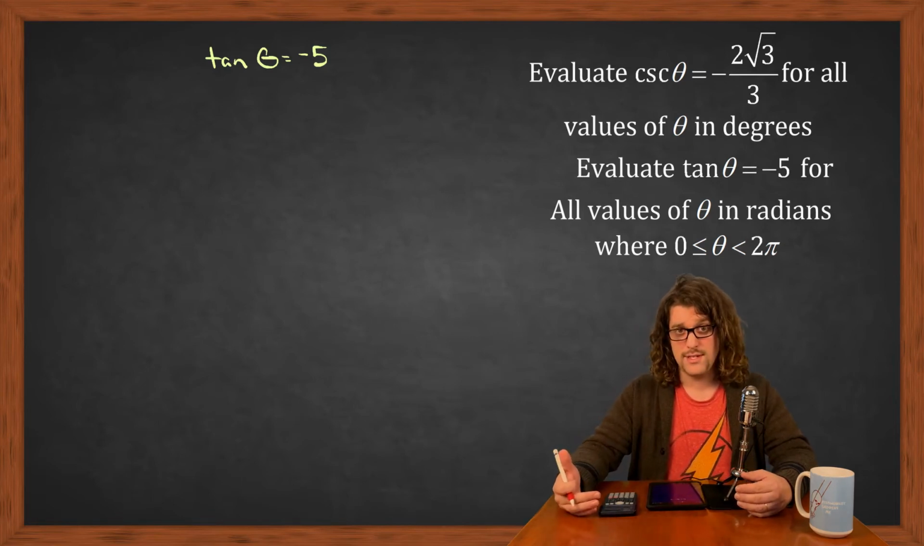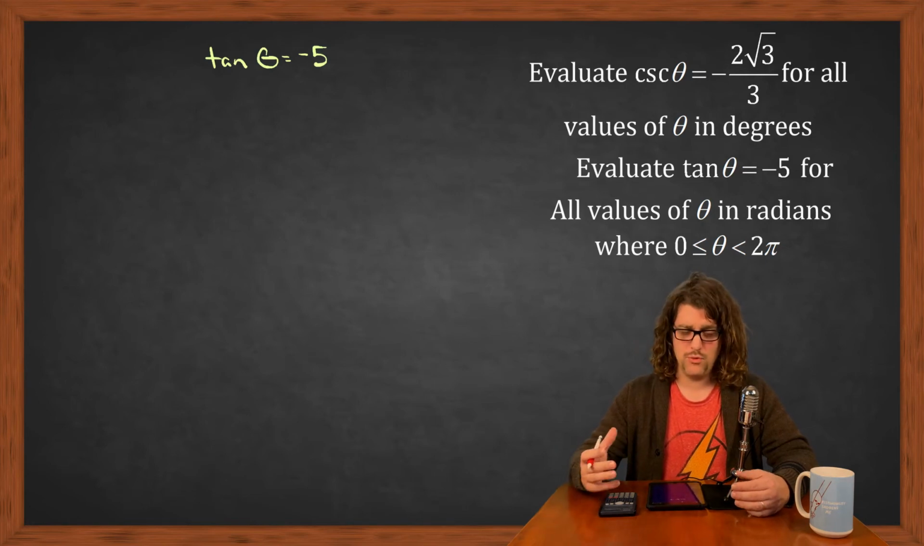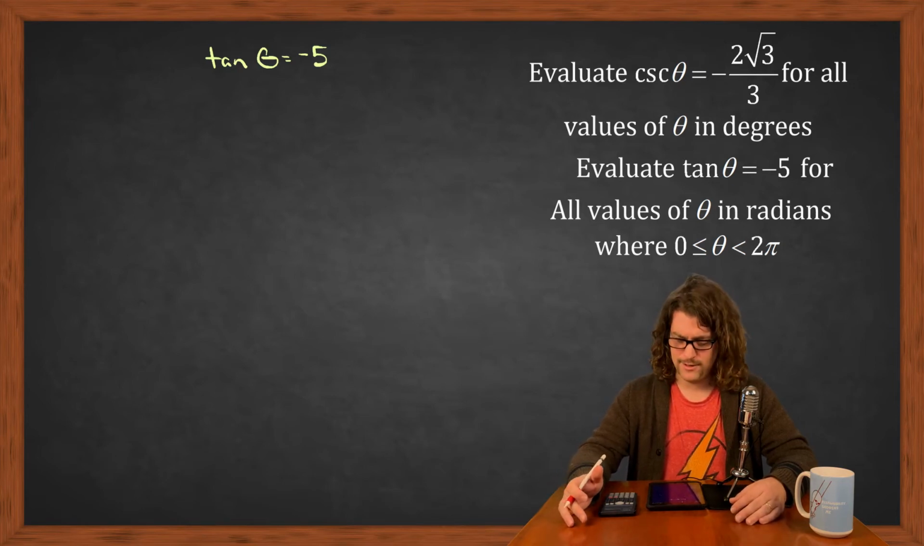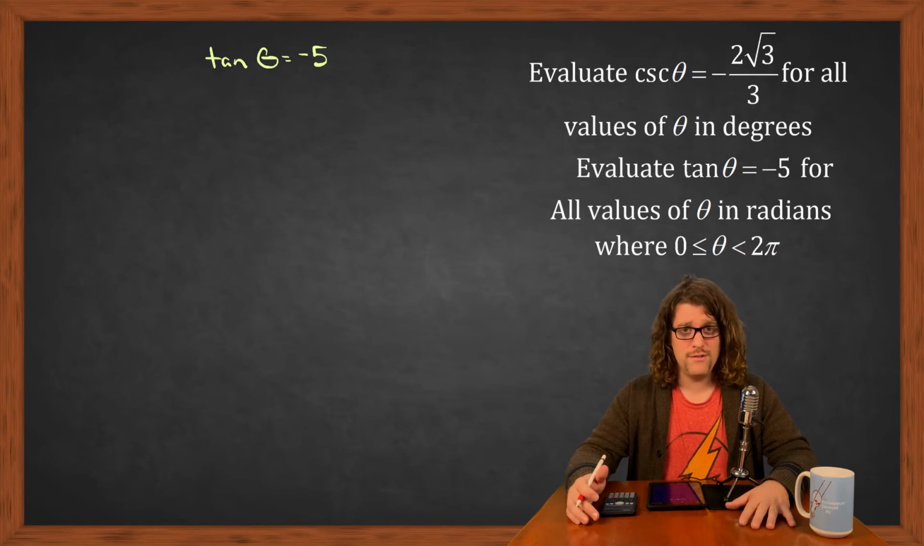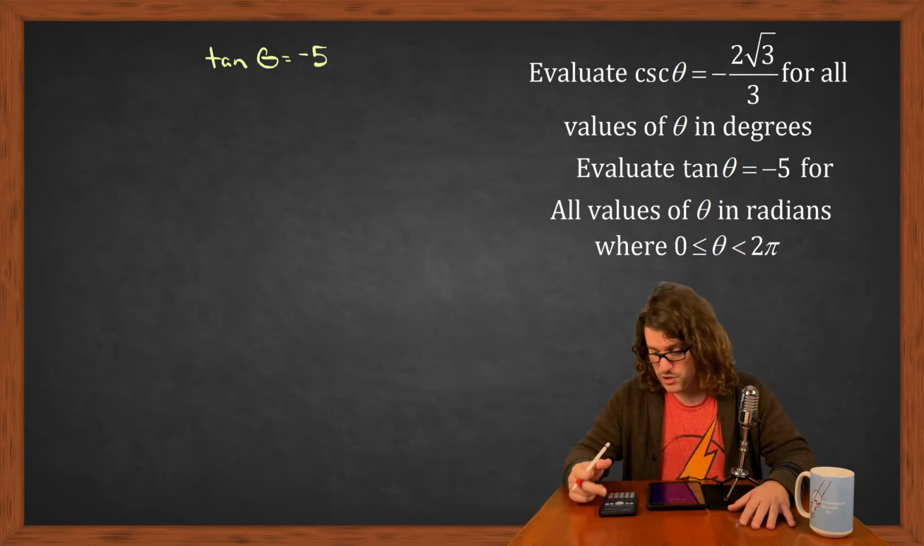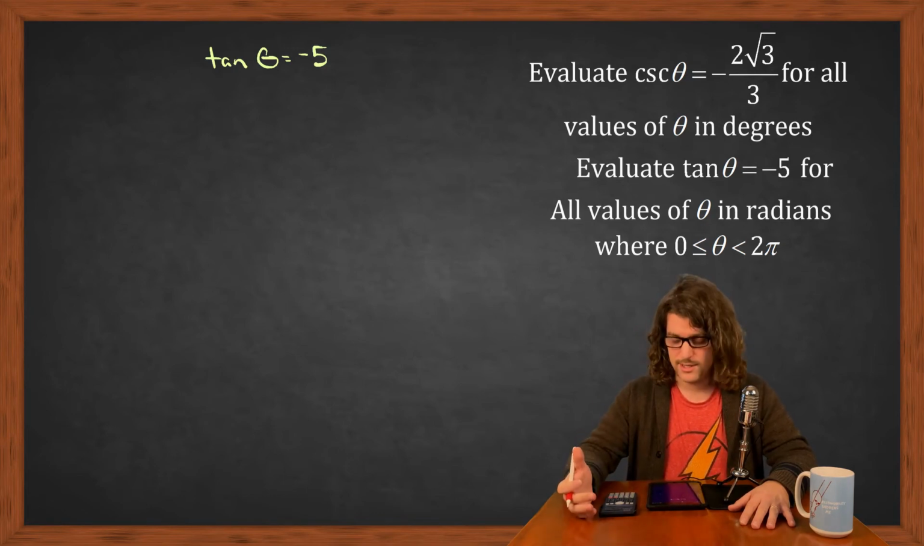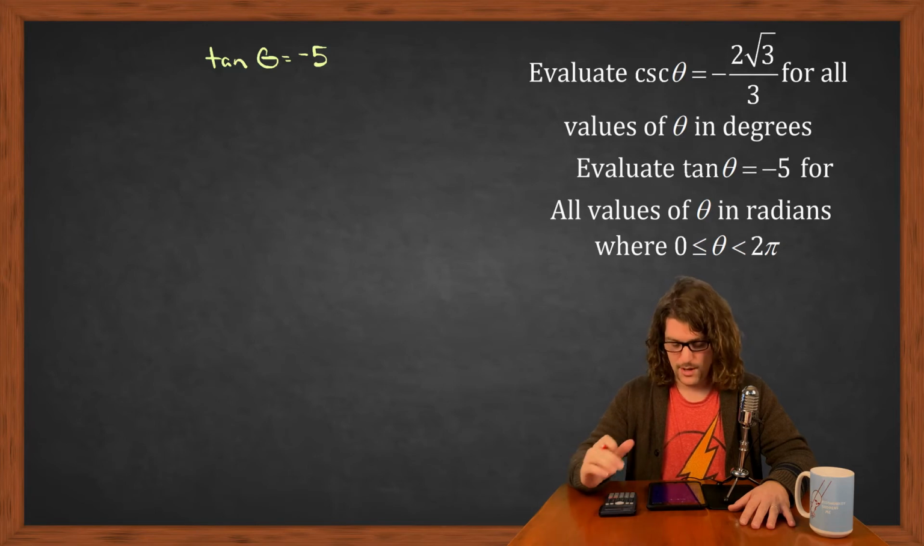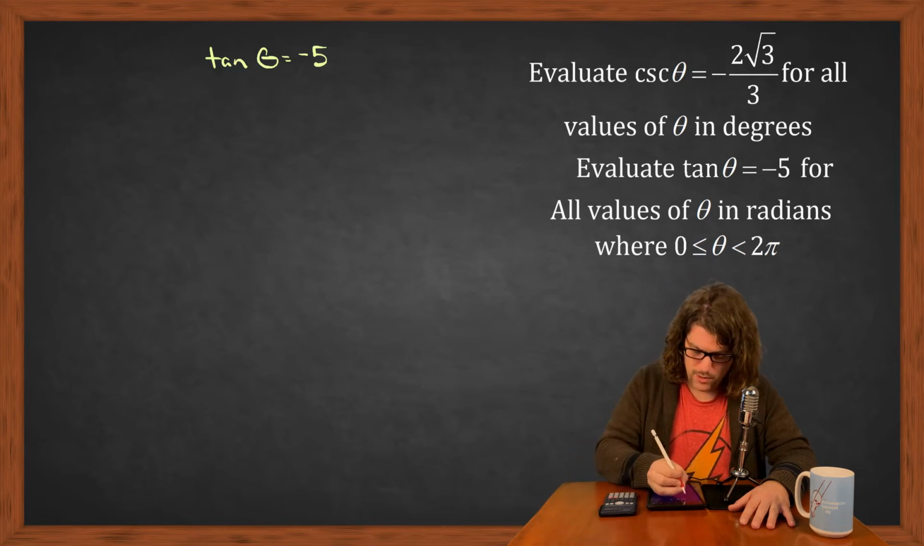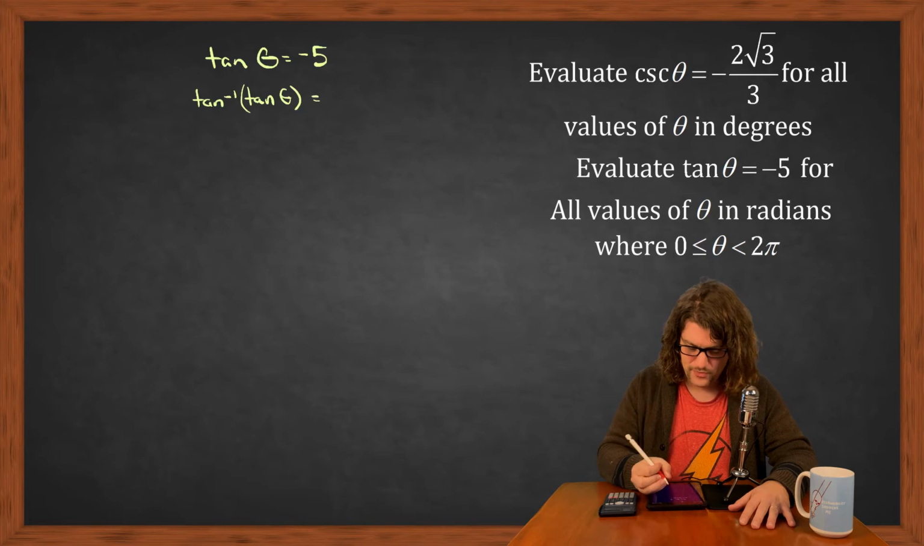One of the things that's really important is that I recognize what kind of angle I would like my answer reported in, so I can save myself having to convert it afterwards. In this case, I'm told that I want all values of theta in radians. So I make sure my calculator's set in radians, which it is, because I did that before I started this video. So I'm good. What we really are doing is saying I want to undo the tangent function that is acting on the angle right now. The way that we do that is by using the inverse function.